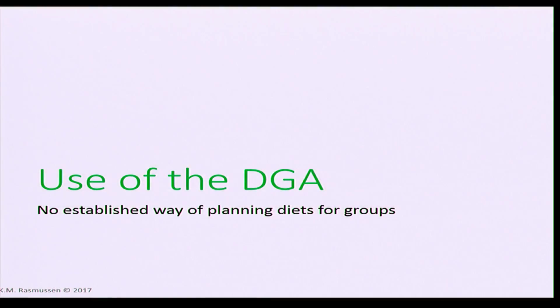All right, so that's where we are with the DRIs. Now I want to switch to the dietary guidelines. In contrast, there is no established way of planning diets for groups in the dietary guidelines, and yet the dietary guidelines are used to plan diets for the entire country. This is a problem.